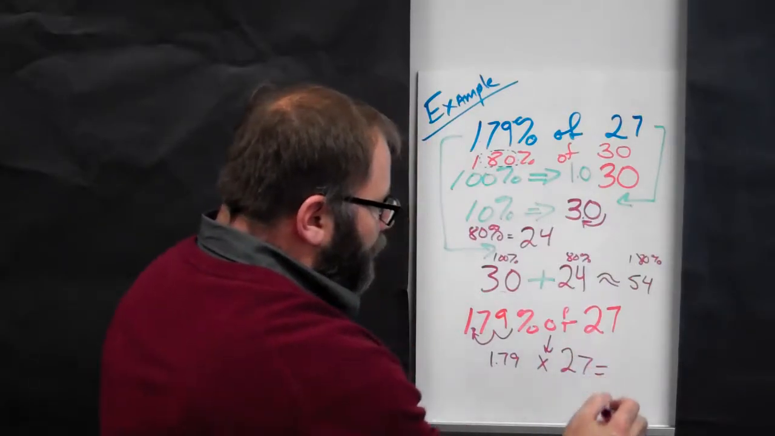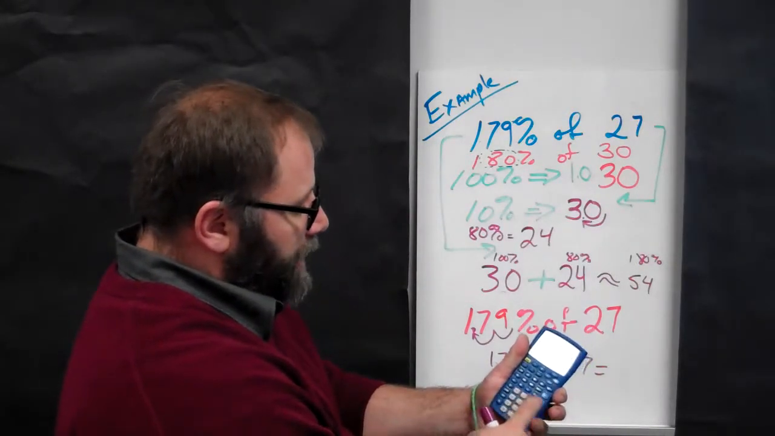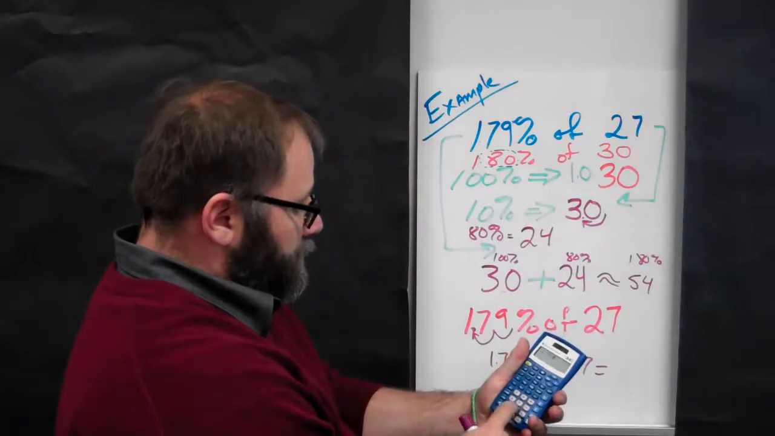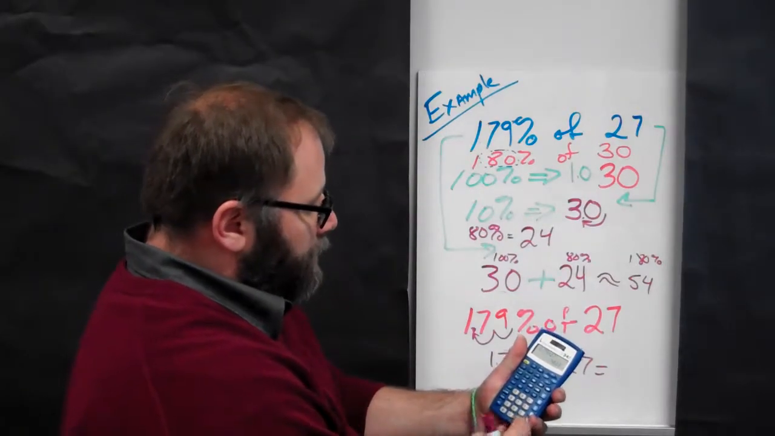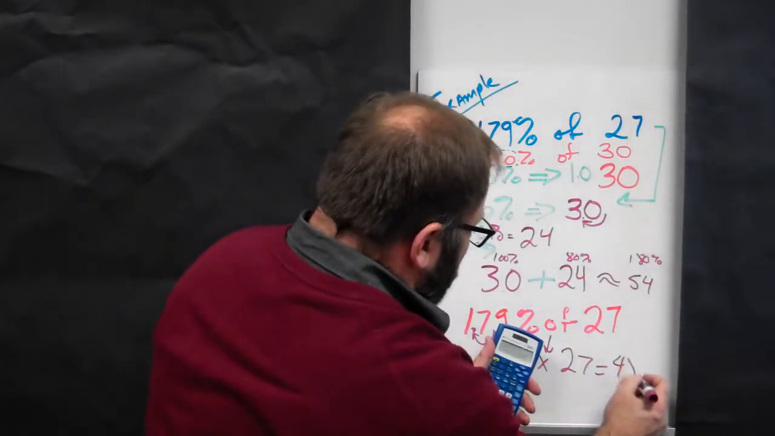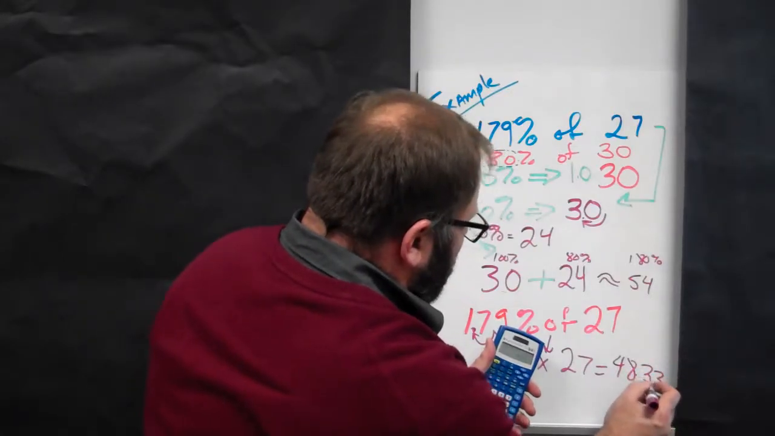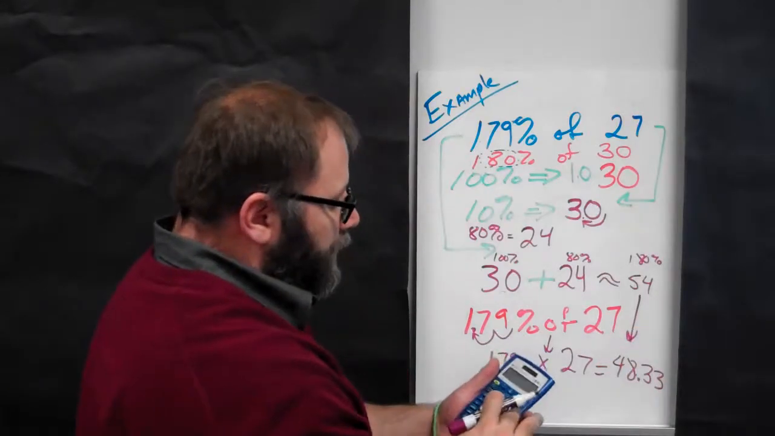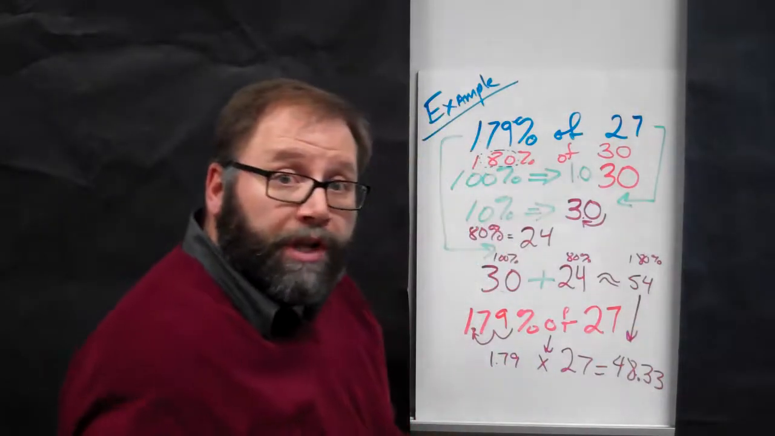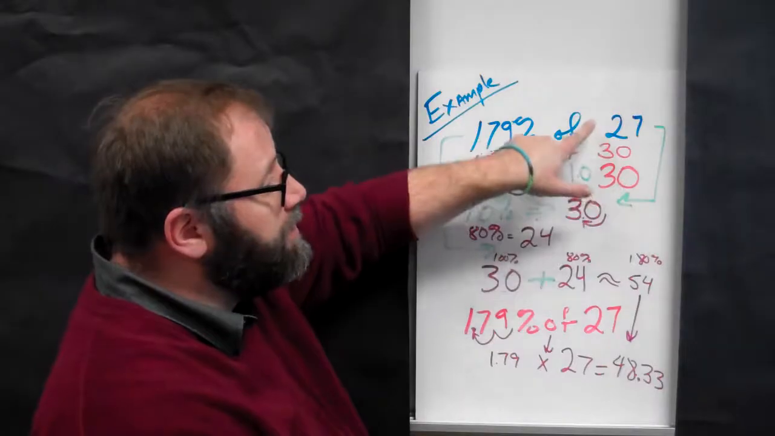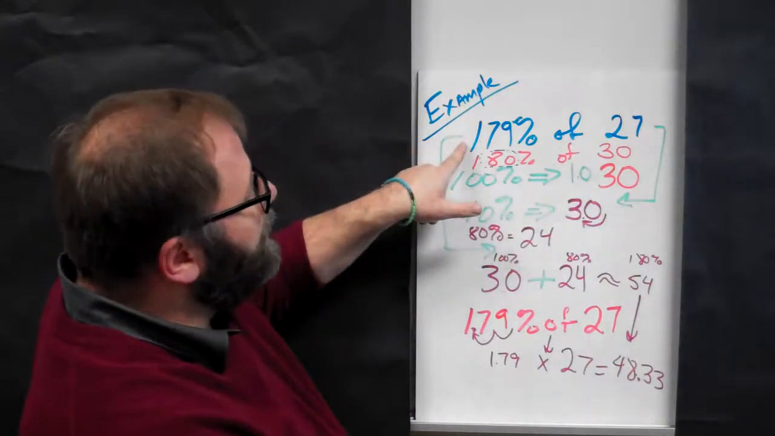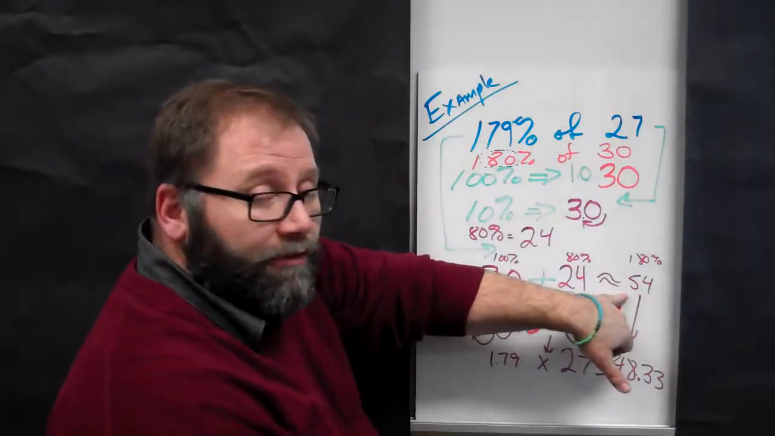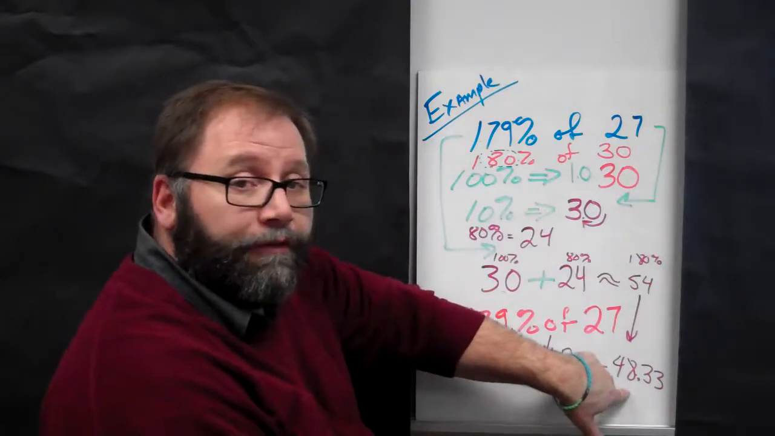And let's figure out what it is exactly. 1.79 times 27 equals 48.33. 54 and 48.33. Pretty close. We've got a lot of moving parts here. We had to bump this up, and we had to bump this up. So we ended up with a value that was slightly larger than what we got for the actual number.